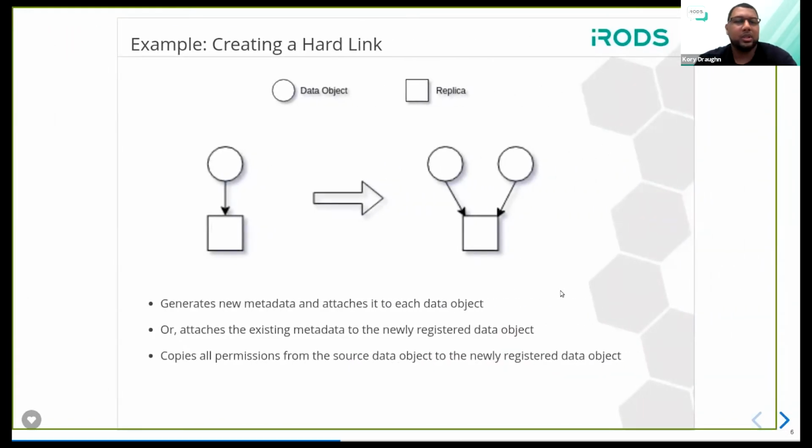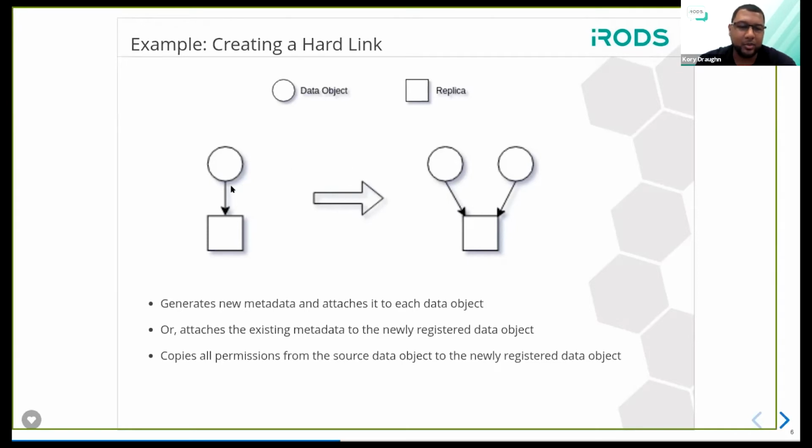Now we're just going to go through a few examples involving all of those PEPs and what you can expect if you were to use this. This first example covers how we create a hard link. At the very top, we have our key: circles will be recognized as data objects, and replicas will be recognized as squares. Here is our initial state, and on the right, we always have our ending state.